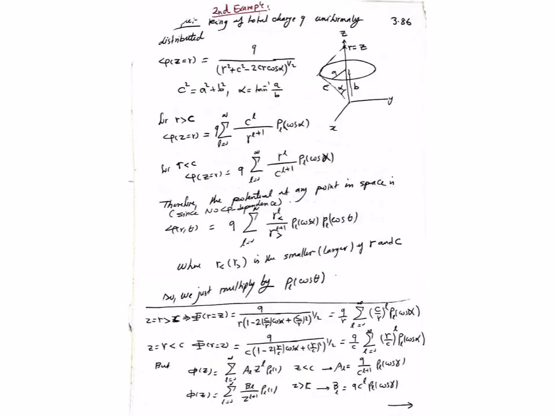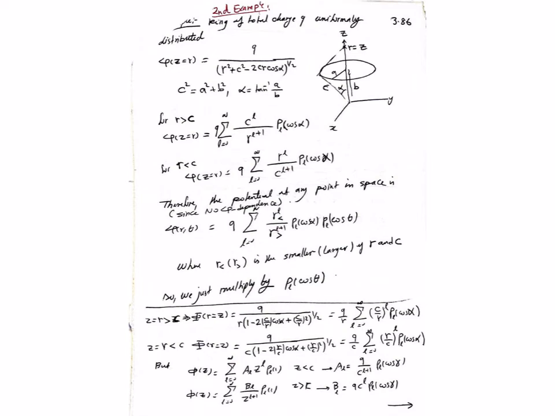Another example is the same circle, but with the center of the circle at point B on the z-axis. Now phi in this case equals q over the square root of r squared plus c squared minus 2cr cosine alpha, where c squared equals a squared plus b squared, which means that alpha is tan inverse of a over b. This is the generating function of the Legendre polynomial.